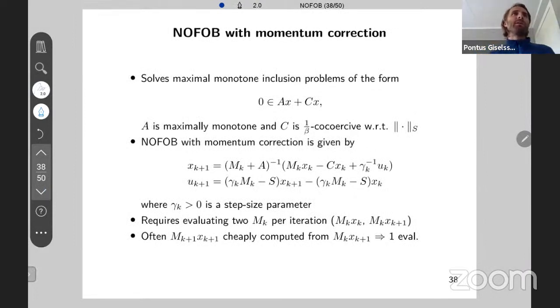But the method with momentum correction has a bit more involved convergence analysis. We solve the same types of problems. We have the same assumptions. Instead of doing projection correction, you see that we have the same forward-backward step here as we had before, the nonlinear forward-backward map. But then we have a correction term that enters inside here. This correction term is a momentum term that compares gamma k mk and s. The more different gamma k mk and s are, the bigger the correction term will be.